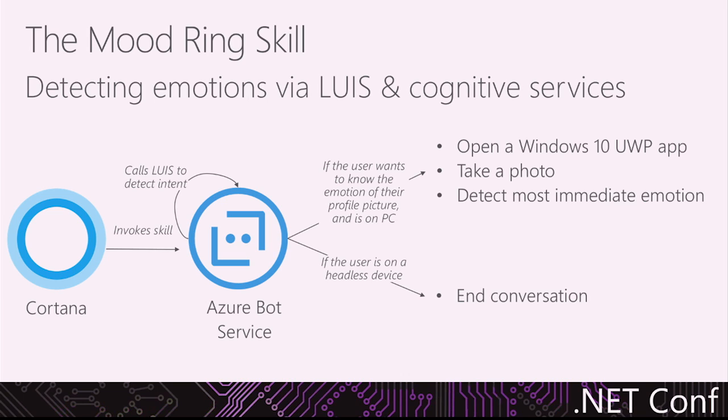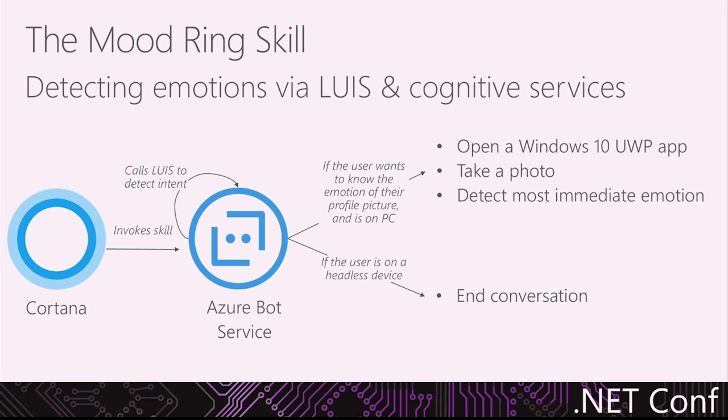Today, we'll talk about what we call this mood ring skill, which detects emotions via LUIS and the cognitive services. Cortana will call into this Azure bot service, which is still running all ASP.NET, right? We'll start asking the skill questions like, tell me how I feel today, or do I look like I'm angry, right? And just like a regular mood ring would change color depending on your mood, the Azure bot service will actually use some smarter AI technology to tell you how you're feeling, mainly through the Emotions API offered with the cognitive services.